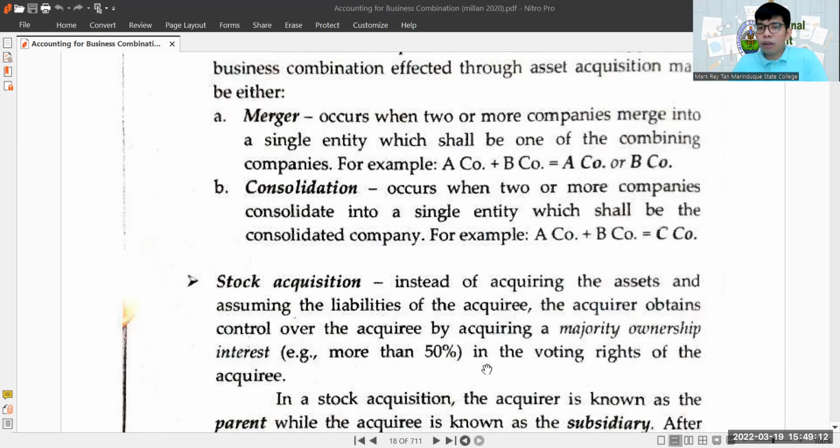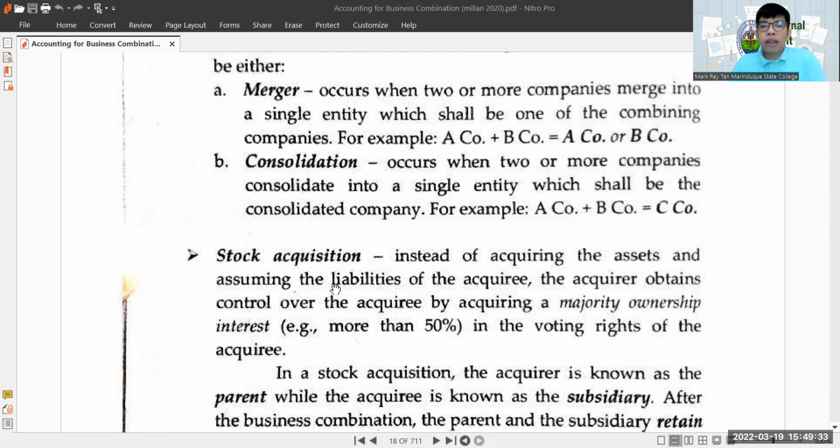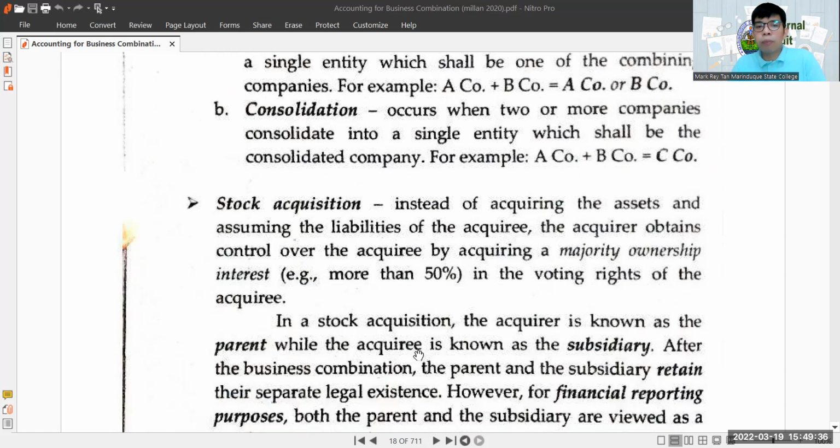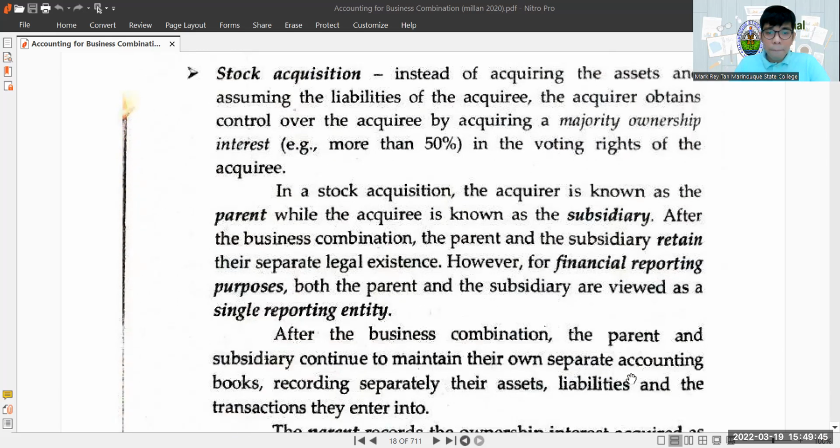Okay, now so please take note dito sa sinasabing majority ownership interest in the voting rights. Ang tinutukoy dito is yung ordinary share capital, not the preference share capital. So it should be more than 50%. So ibig sabihin at least 51% is meron ng control yung acquirer. So dito sa stock acquisition of business combination, dito papasok yung mga terminologies na parent for the acquirer and subsidiary for the acquiree. Okay.